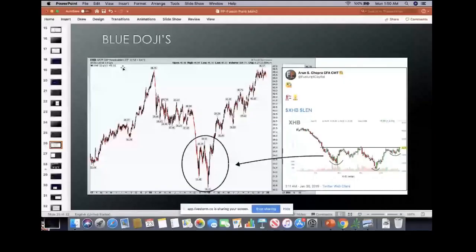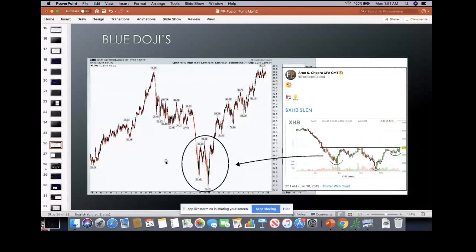Okay, cool. So the last example is the blue dojis, and I want to show you this from a couple of actual trades that we made. This goes all the way back to January, which is crazy. At the time I posted this XHB on the right hand side, and what you've got is just a very classic base reversal, right? And if you look here on the left hand side, we now know what happened.